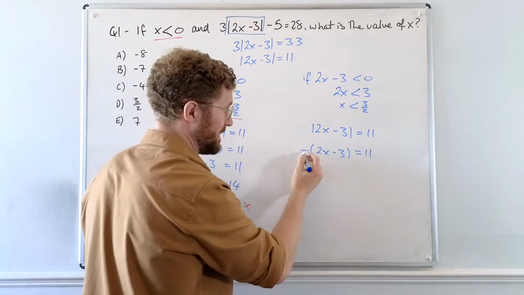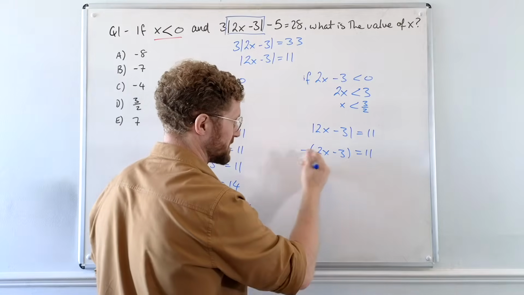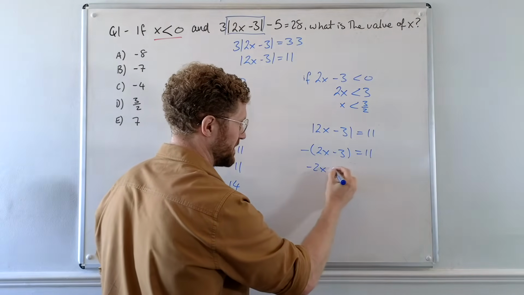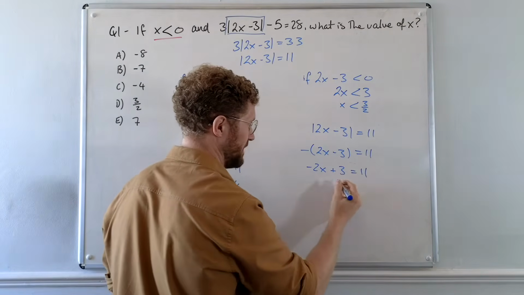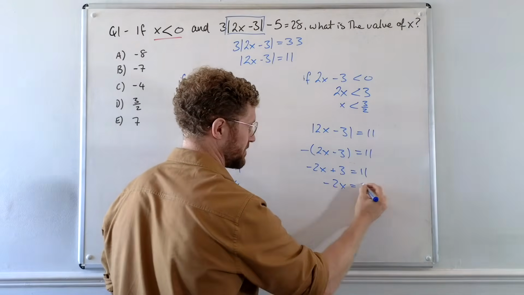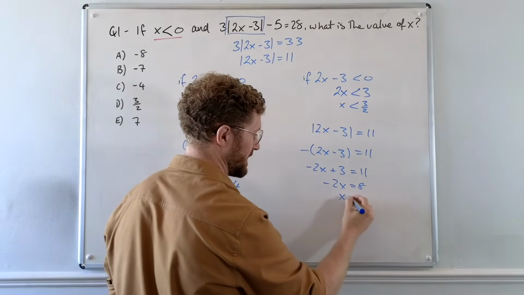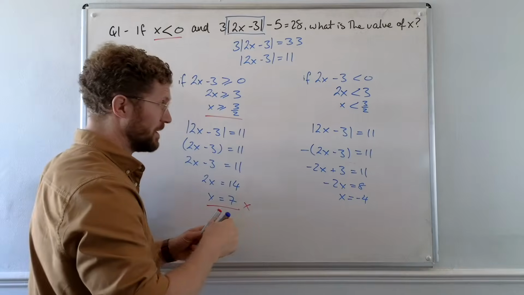and then just treat it like normal algebra. So minus times what's inside this, expanding this parentheses, we get negative 2x plus 3 is equal to 11. So negative 2x is equal to 8. Divide by negative 2, I get x is equal to negative 4. Quick check.